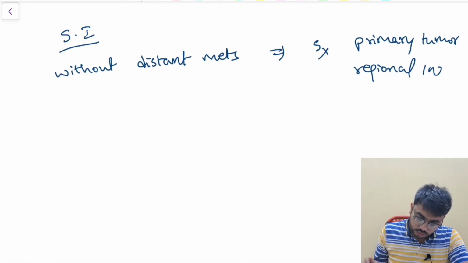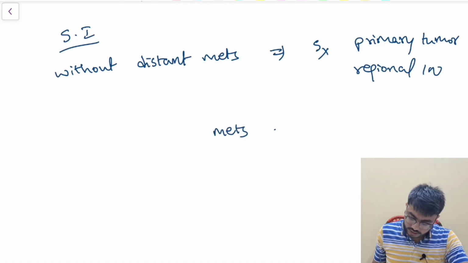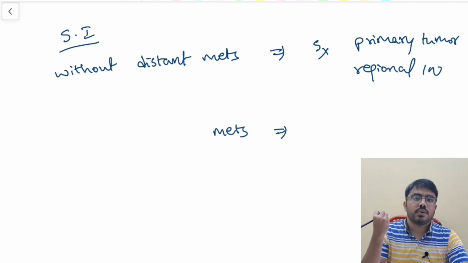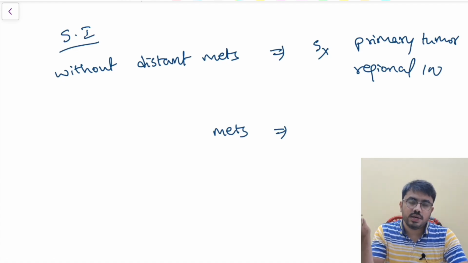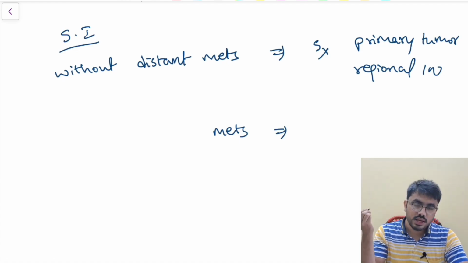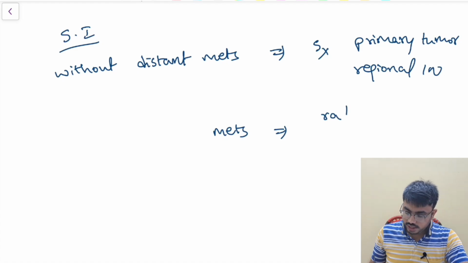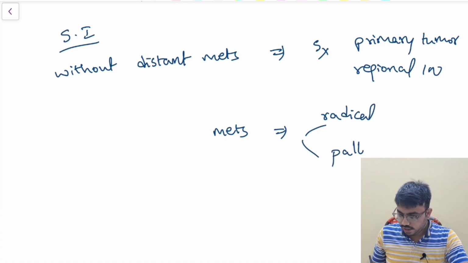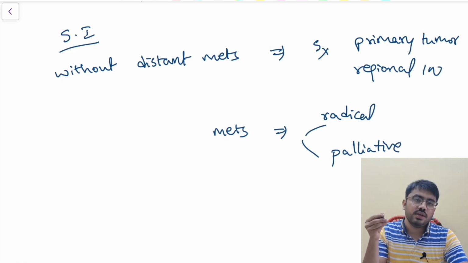Now coming to what if there is metastasis? If at all there is metastasis, based on the patient, the management might be different. Why? Because I can get a radical surgery done on one side, or I can opt for a palliative method. Depends on the patient presentation and all. If there is metastasis, I can go for radical surgery, or the other option I have is the palliative method. It is individualized based on the patient.